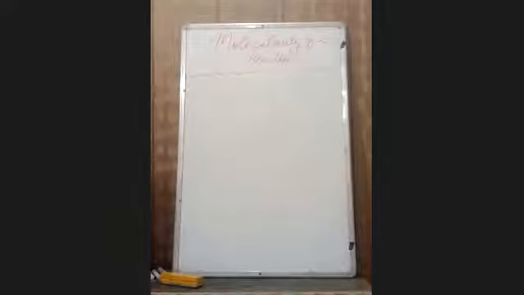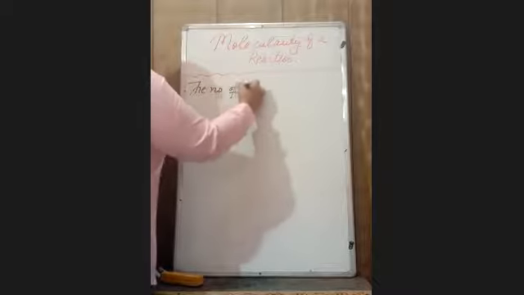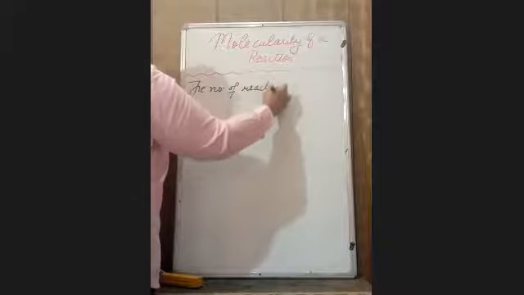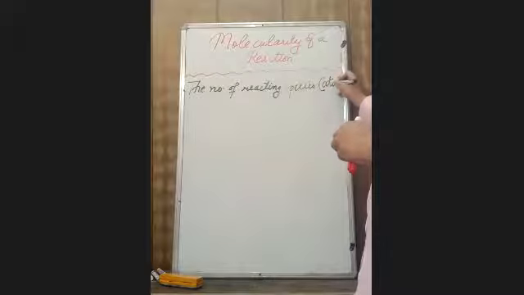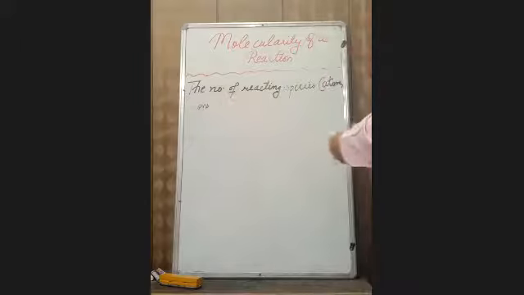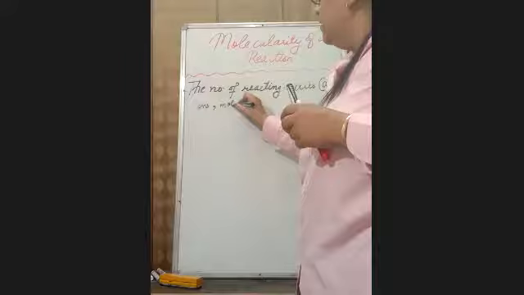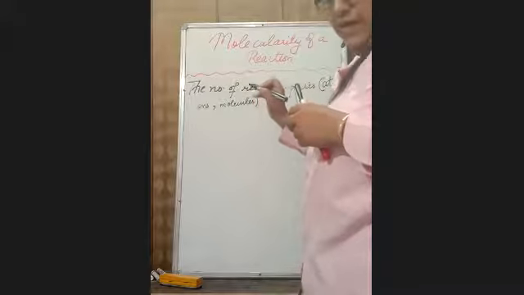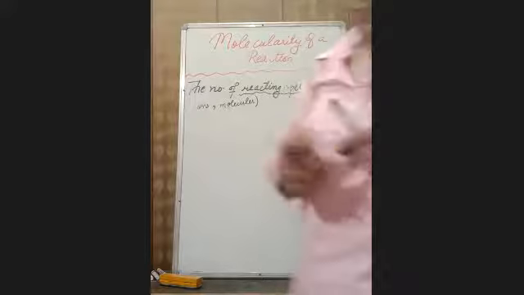First, I will write its definition. The number of reacting species. Now, reacting species. It can be what? In chemistry, it can be either atoms, ions, or molecules. Atoms, ions, or molecules. Fine.